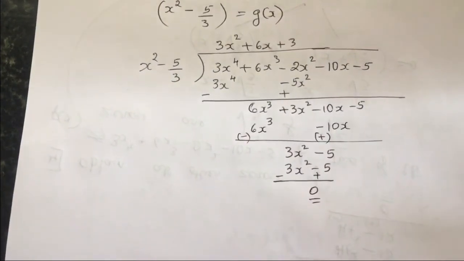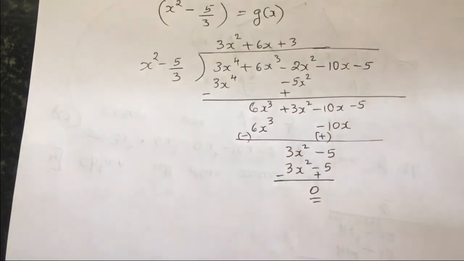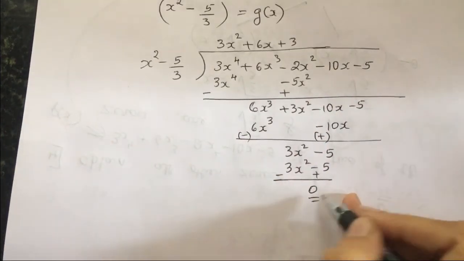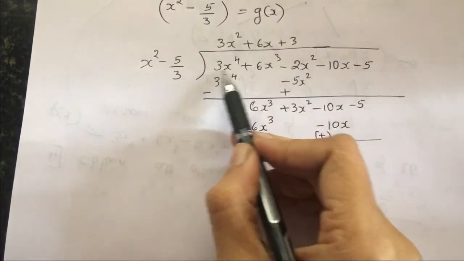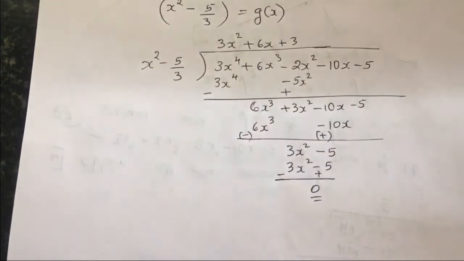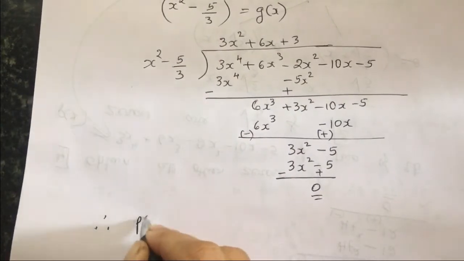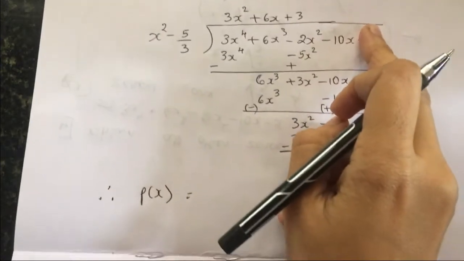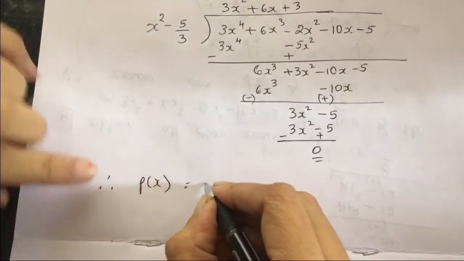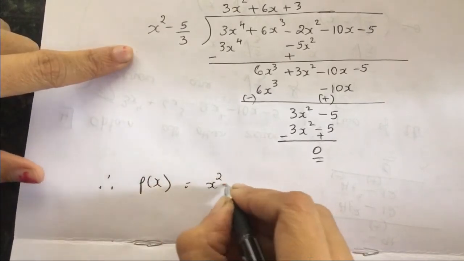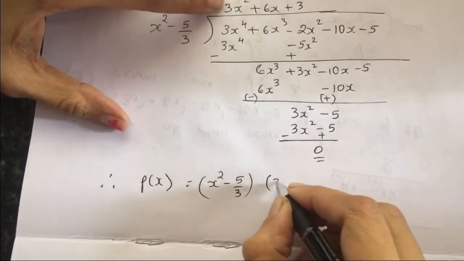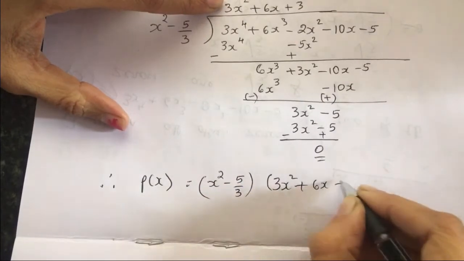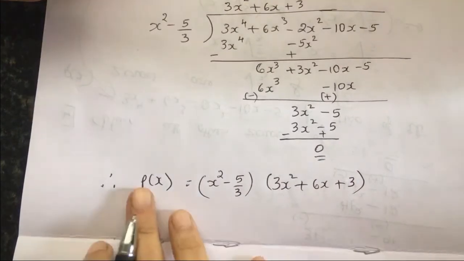Yeah, I did the division part. You try by yourself and check with my answer. Okay, just to save the time, I skipped the method of division. So I'm getting the remainder as 0. Now what does it mean? This polynomial p of x is nothing but divisor into quotient, right? Therefore I can simply write p of x, such a big polynomial, is equal to x square minus 5 by 3, that is my g of x divisor, into the quotient 3x square plus 6x plus 3, right? So p of x is equal to this.